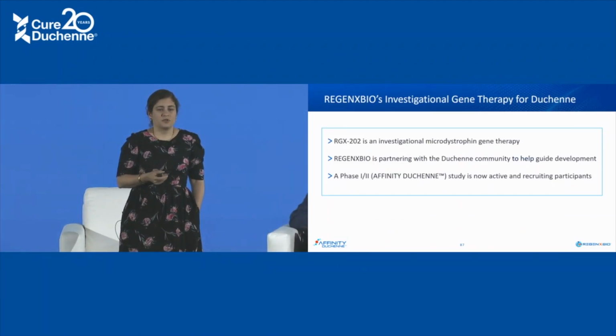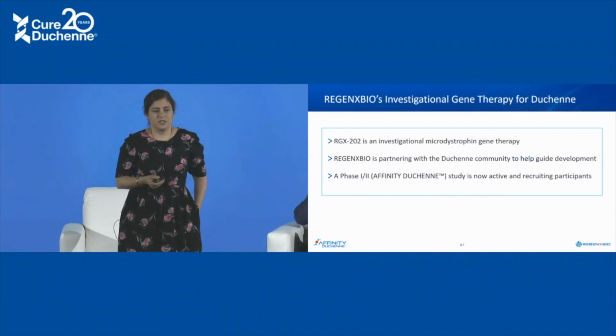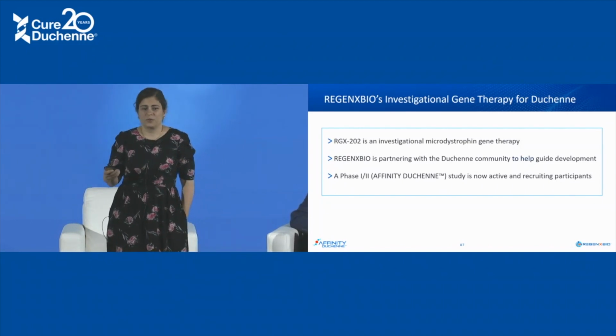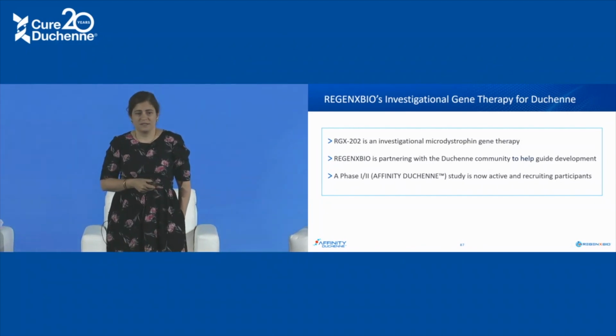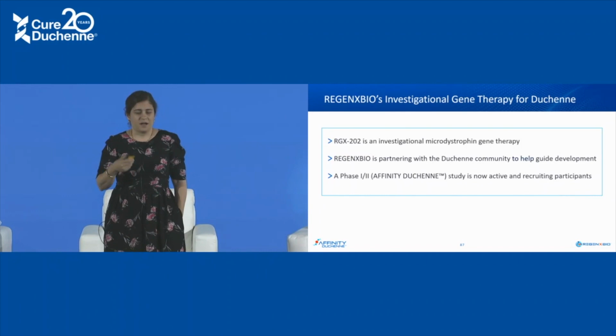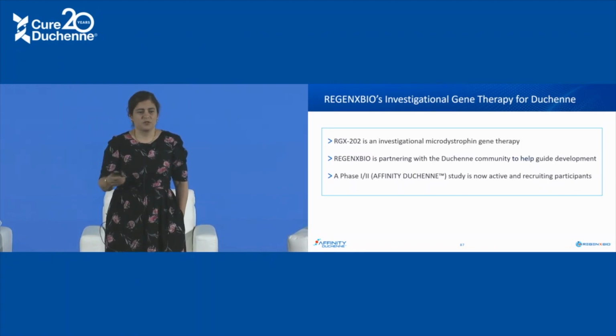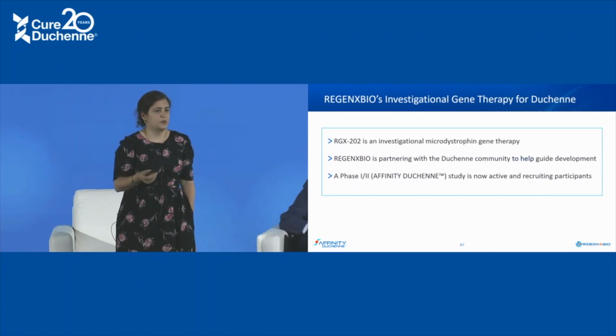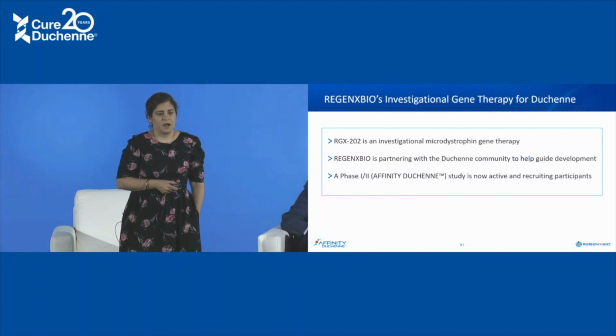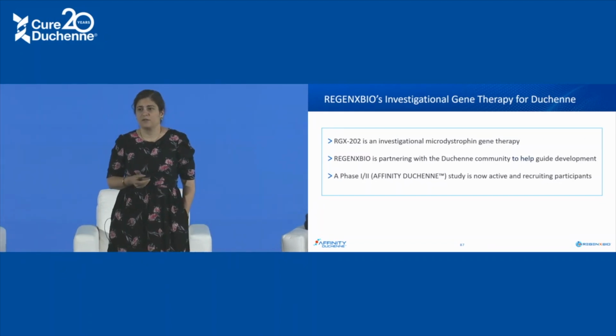So RGX-202 is our investigational microdystrophin gene therapy. We've obviously partnered with the Duchenne community to help guide development. We are so grateful to advocacy groups such as Cure Duchenne for their help in this, and all of you who have contributed your feedback. Our Affinity Duchenne study, which is the title of our phase 1/2 study, is actually now active and recruiting patients.